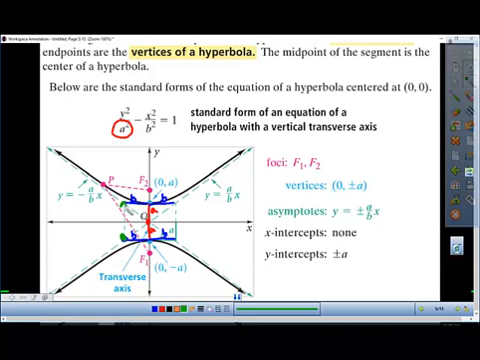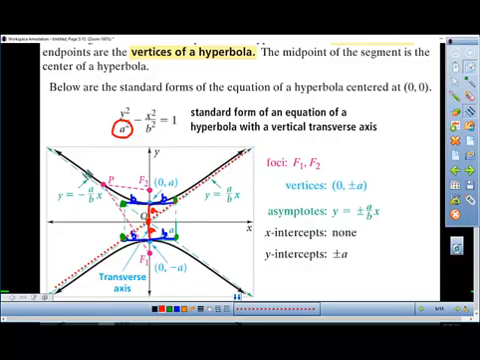This point right here, this point right here, this point right here, this point right here. Then I draw a diagonal line going across, and those are going to be my guidelines as I draw the hyperbola. That's just when you're graphing it.